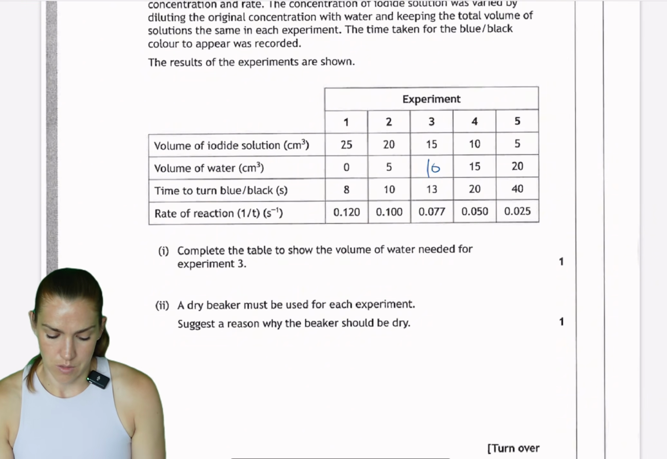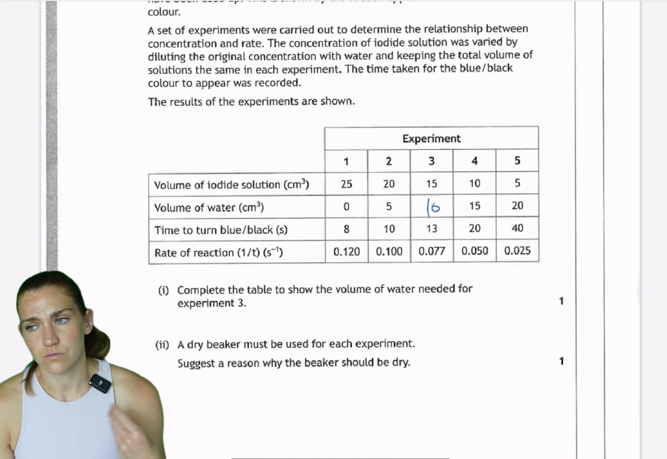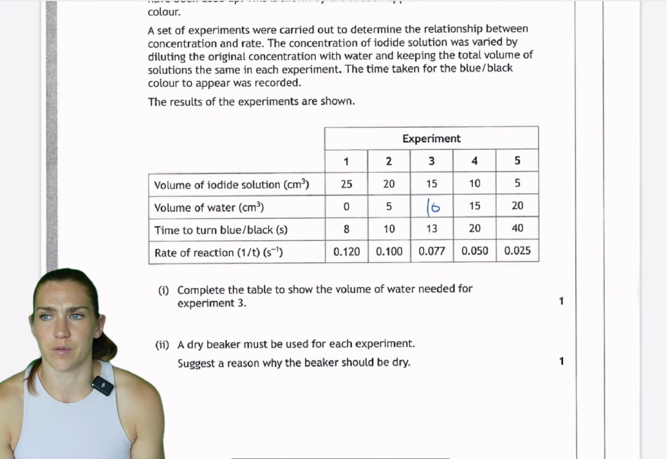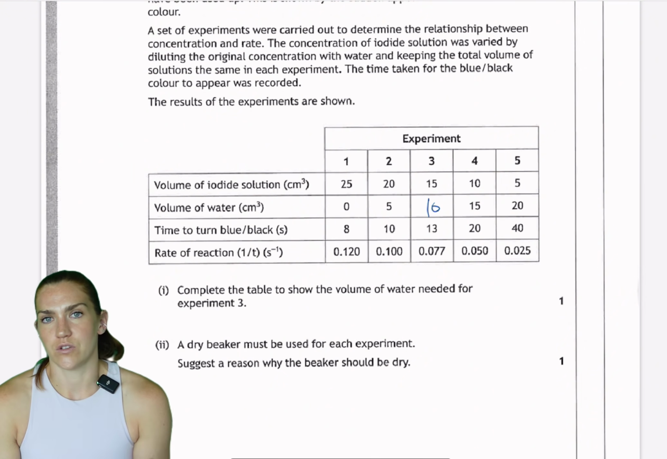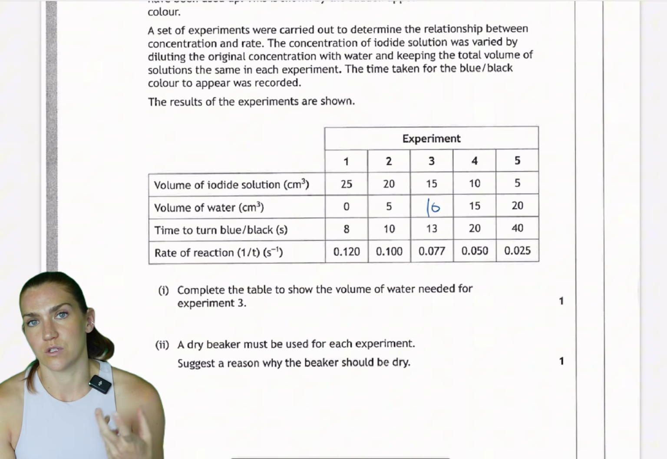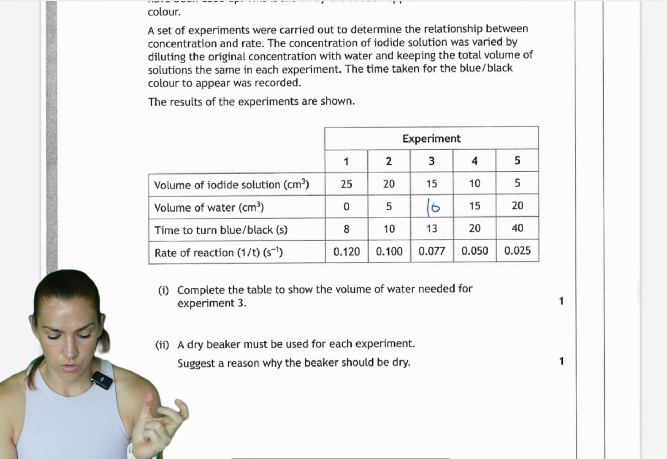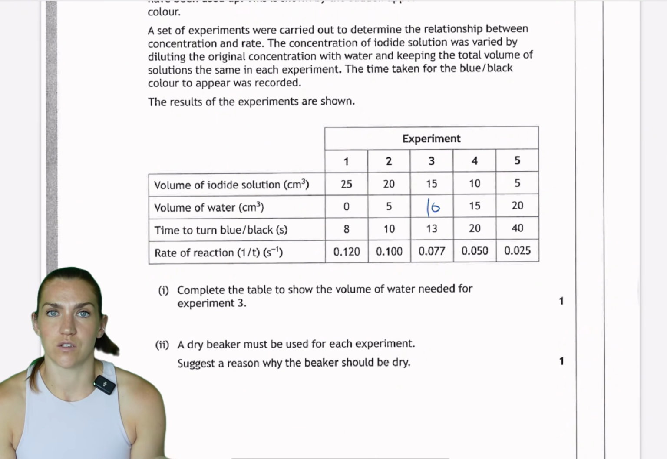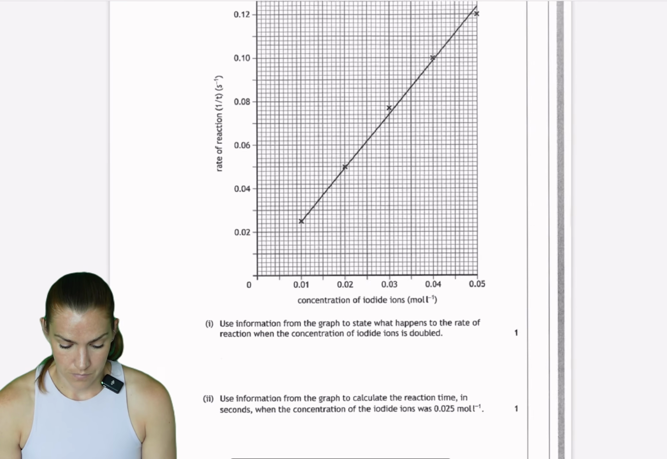And then a dry beaker must be used for each experiment. Suggests why the beaker should be dry. So like I'd said earlier about rinsing burettes and things with water, water residue can cause dilution of concentrations, which we definitely don't want in experiments because we want our concentrations to always be accurate. So the beaker needs to be dry so that the concentration of the solutions isn't diluted, essentially, is what they'd be looking for there.